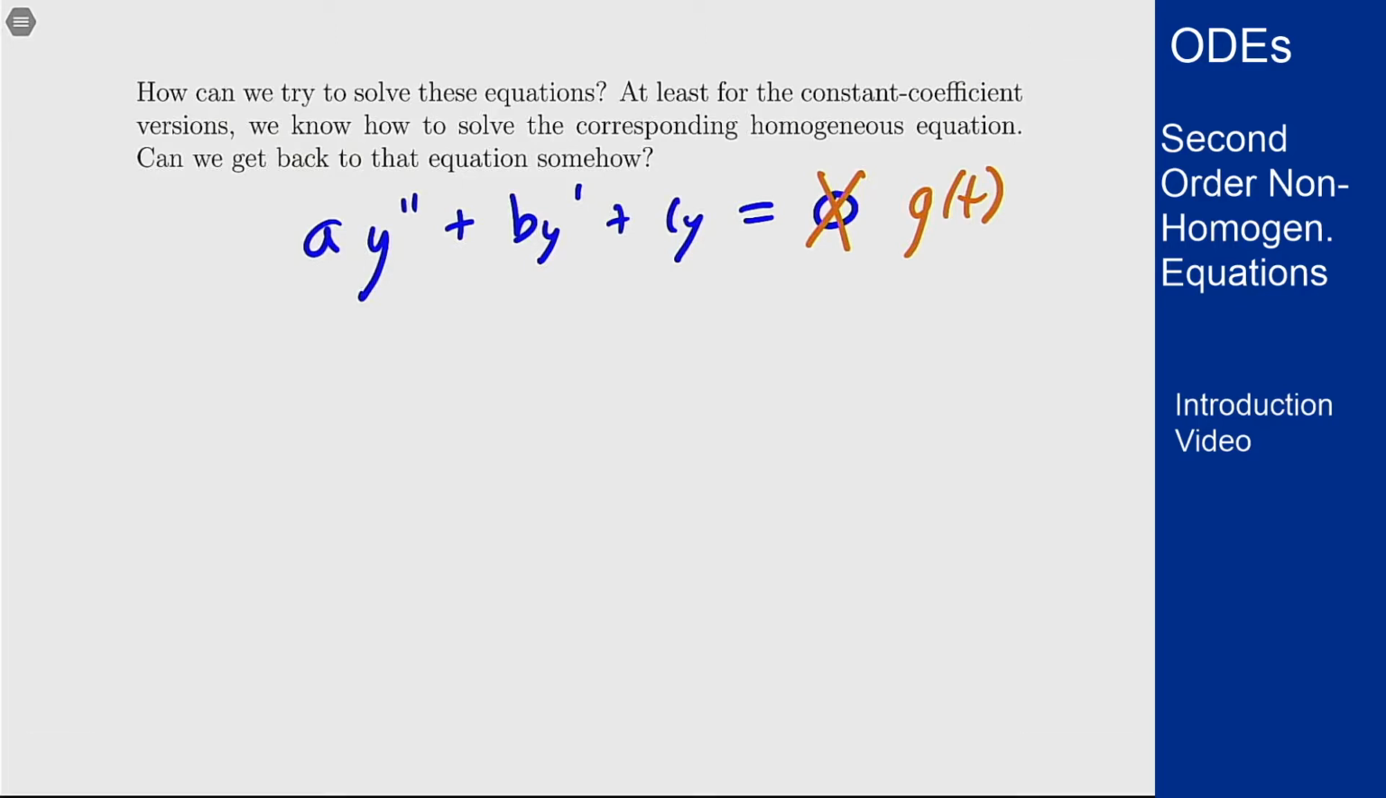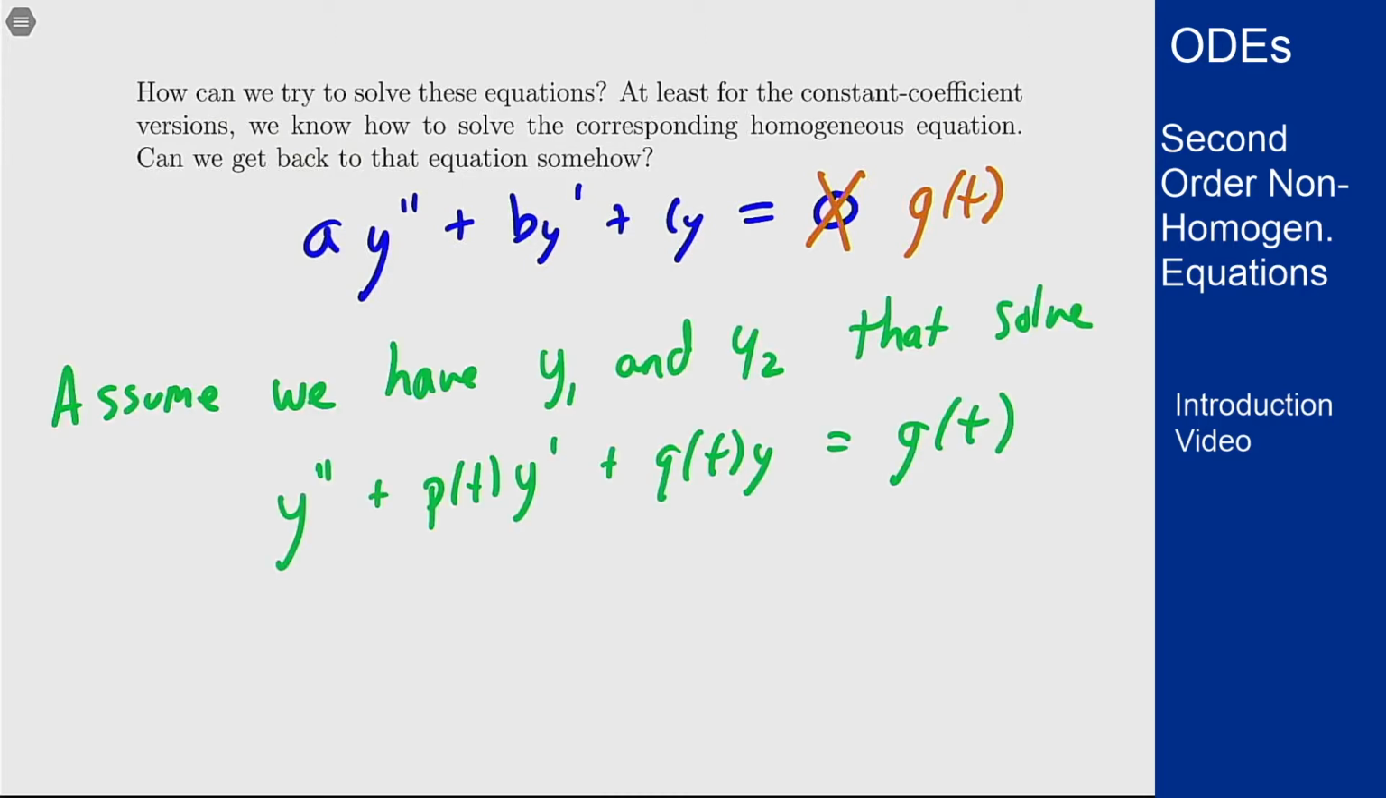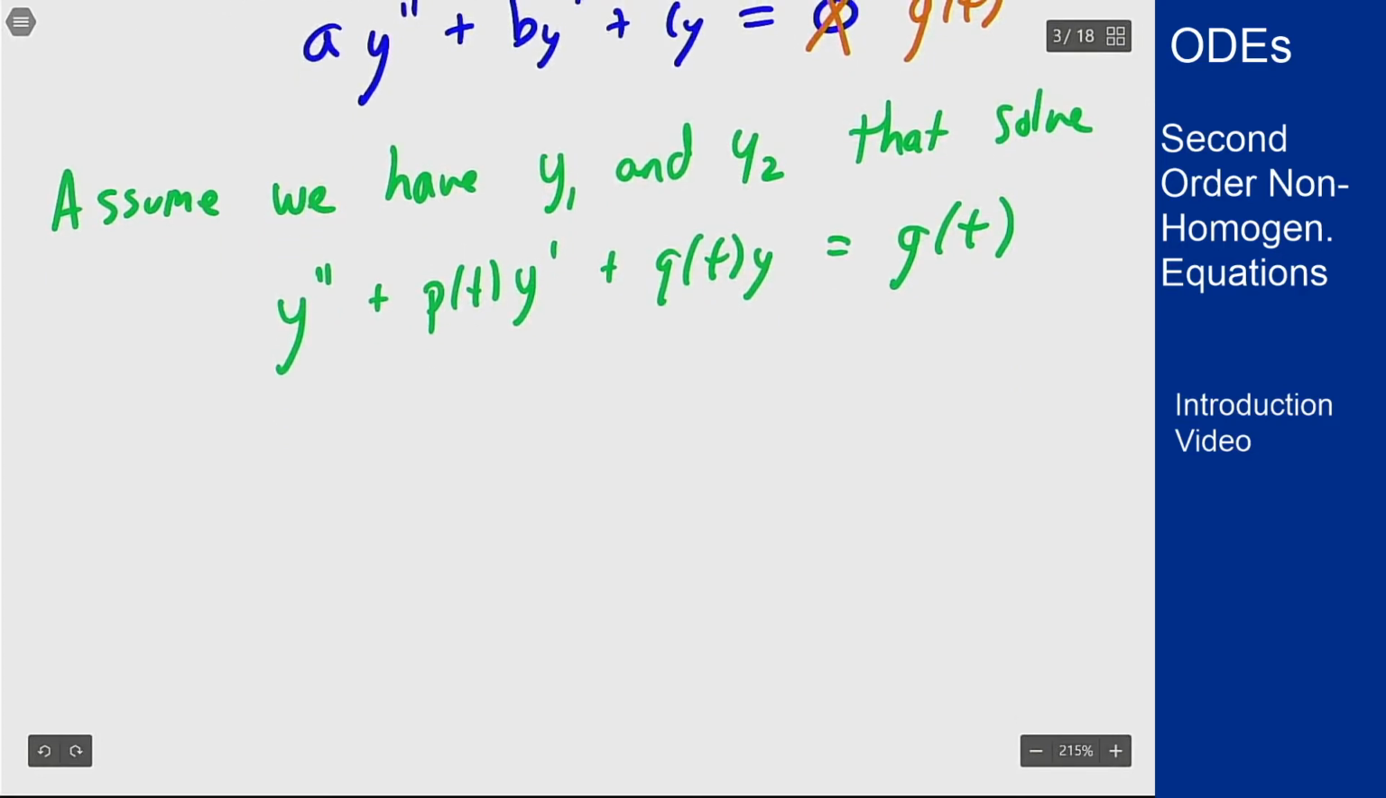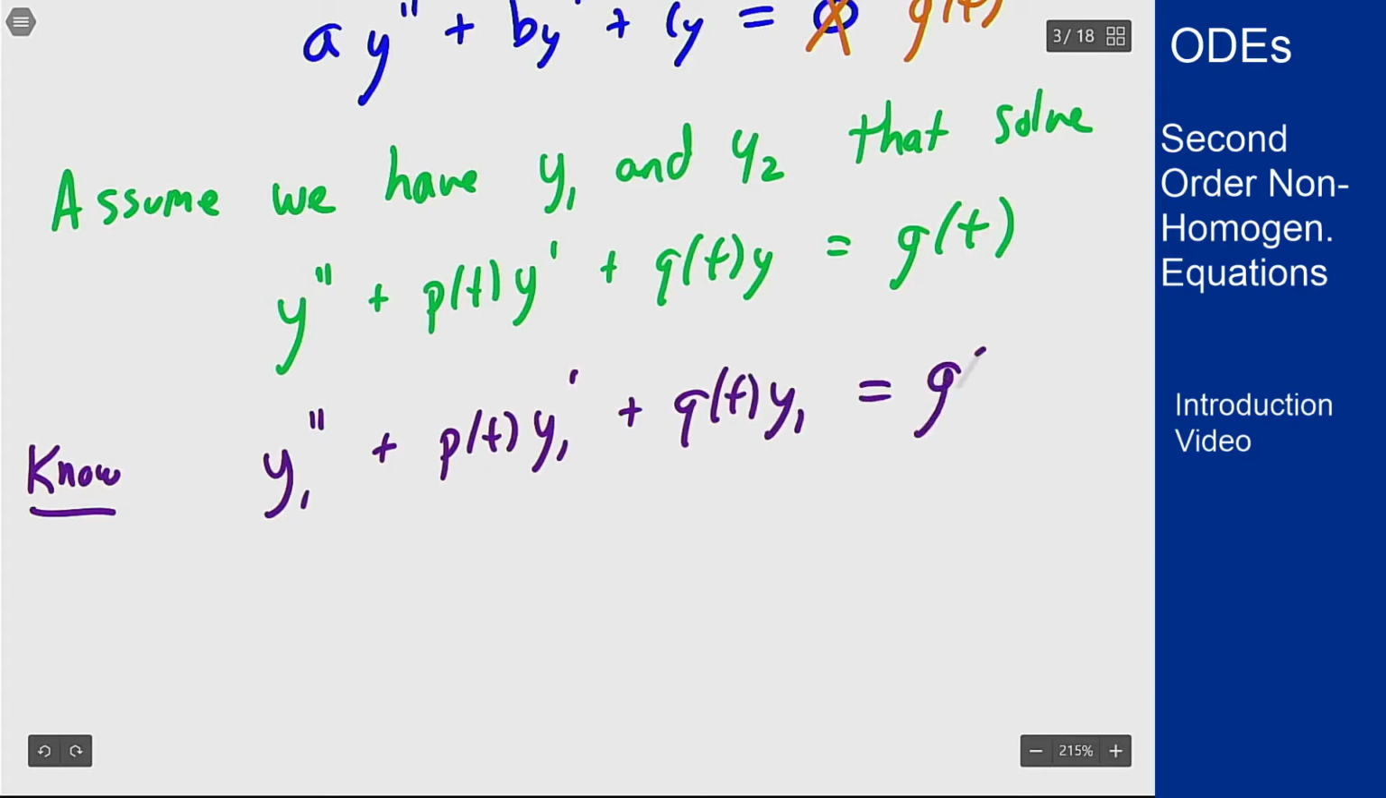Let's start with saying that we end up with two solutions to this non-homogeneous problem. Now, these y1 and y2 are solutions to the non-homogeneous equation. They are not our fundamental set of solutions from before. But assume we have these two. Then what can we do with this? Well, this means we know that y1'' + p(t) y1' + q(t) y1 = g, as does the same for y2.